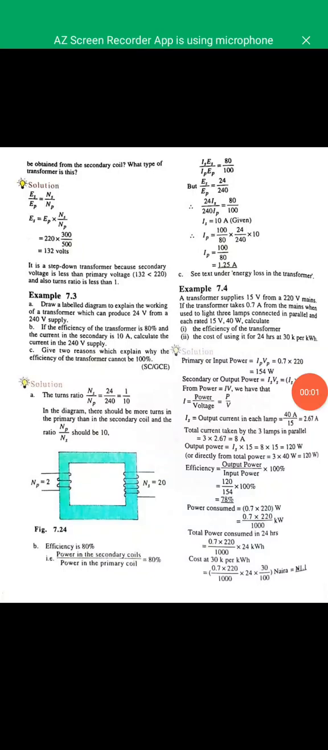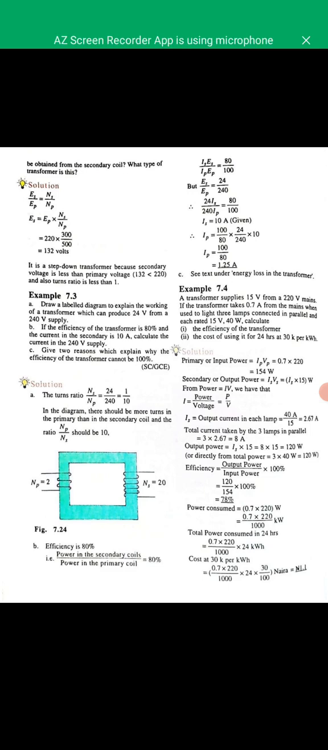Alright, so let's look at the second question. The cost of using it for 24 hours at 30 kobo per kilowatt hour. So first of all, we'll calculate the power consumed. And that's IV. And what's the power consumed? IV, that is 0.7 times 220. 0.7 times 220, that's power consumed in the primary coil or the mains.